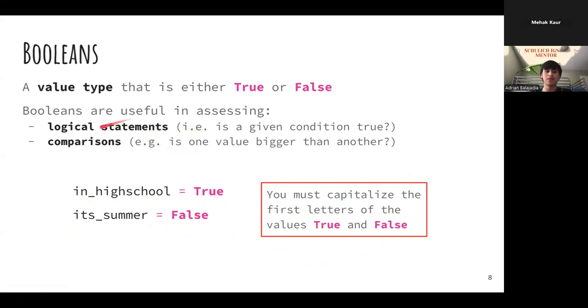And Booleans are useful for making comparisons. Like if I'm at a roller coaster and I have to meet a specific height, a Boolean could tell me true, this person meets a specific height, or false, that person doesn't meet a specific height. So it could be used for logical statements like that or comparisons.